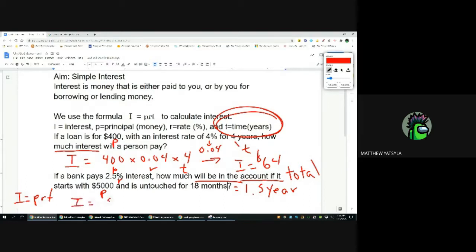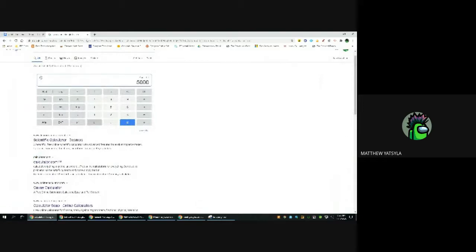It's going to be our principal, which is 5,000, times our rate, which we're going to convert 2.5 to 0.025, times our time, which is 1.5. So 5,000 times 0.025 times 1.5 years. We wind up with 187.50. Remember, this is going to have an extra zero at the end of it.